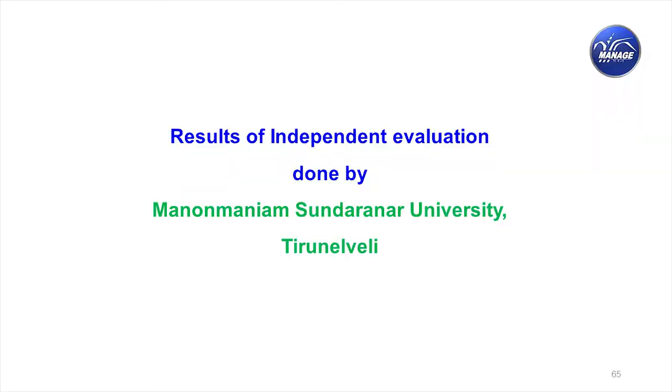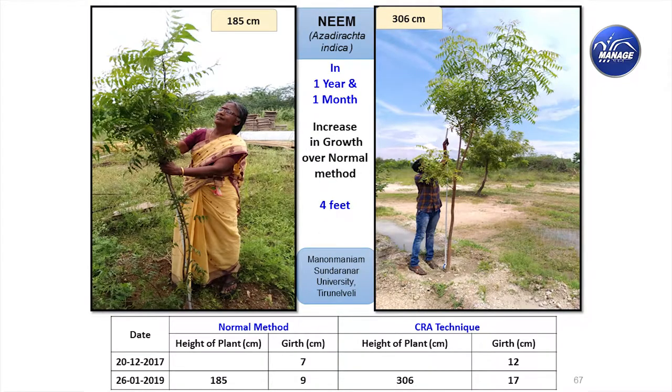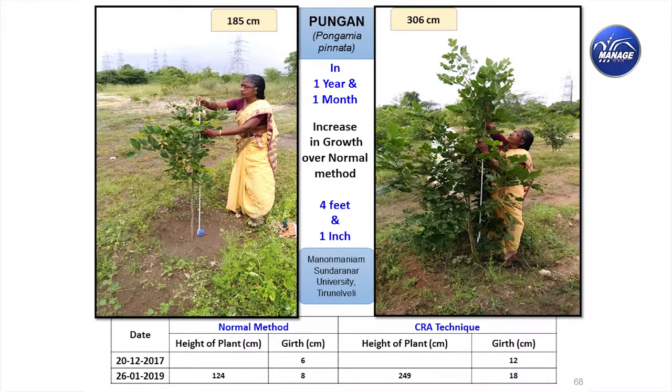Then universities. You may ask, sir, the research trust also, we don't trust. So let us go to some academic institution. So in Manonmaniam Sundaranar University, when they did this in rain tree, there are so many, but I'm confining to some of the pictures so that we cover the entire presentation quickly. 7 feet and 1 inch was the difference. In neem, in 1 year and 1 month, it is 4 feet. In Pongamia, again, it is 4 feet and 1 inch.